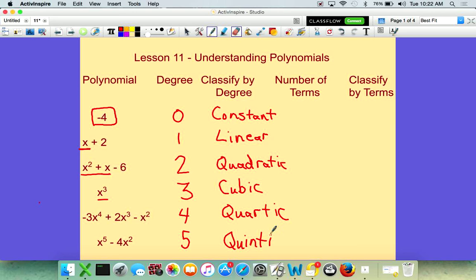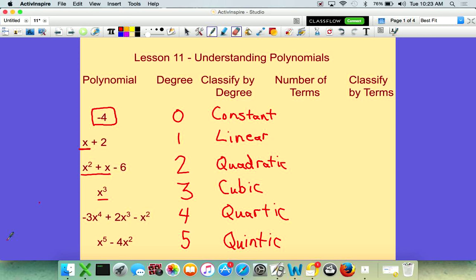You are going to need to memorize these. You're just going to have to get them memorized. After degree of 5, we don't really have any names for them after that, so you do not have to worry about that at all. Plus, I won't give you anything that's over a degree of 5.